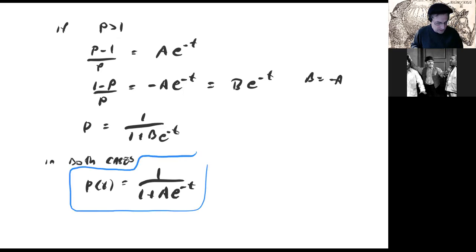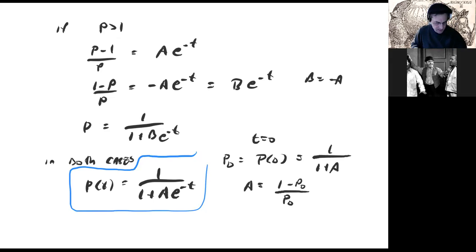Now, what is the relationship between A and the initial population? If you plug in T equals 0, we'll get P of 0, which we'll call P sub 0. If we stick it into the equation, we'll get 1 over 1 plus A. So therefore we can solve for A. A is always given by 1 minus P0 over P0. So that's what A is always in terms of the initial population.